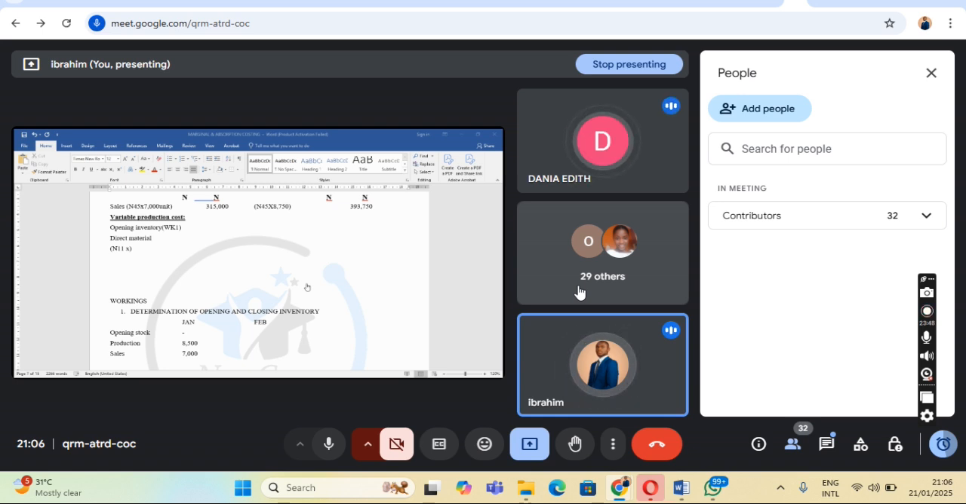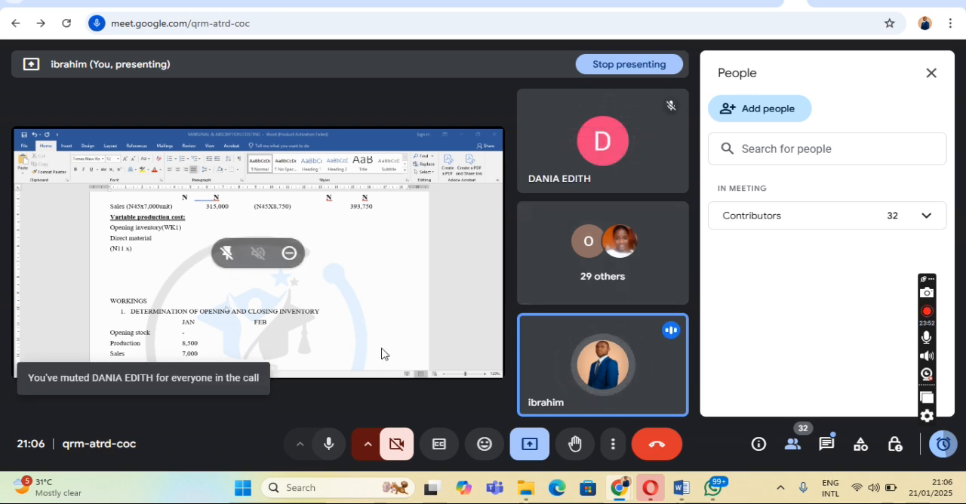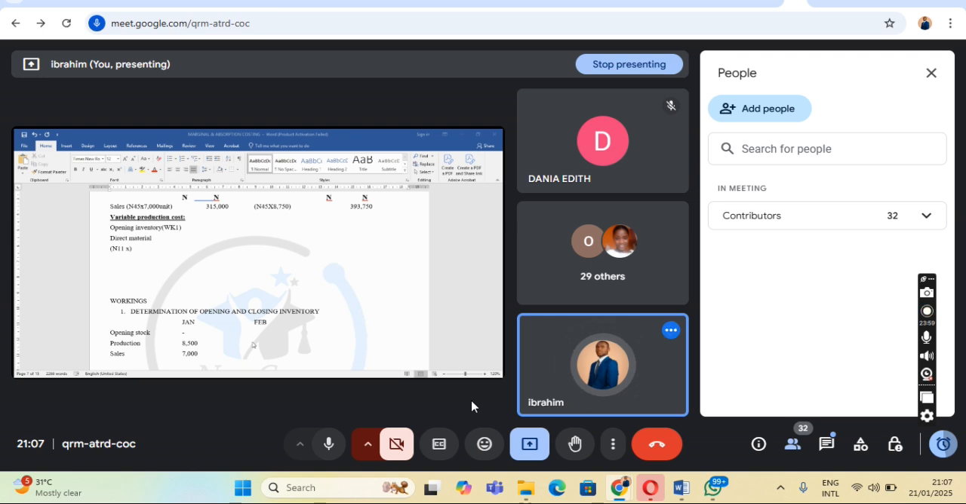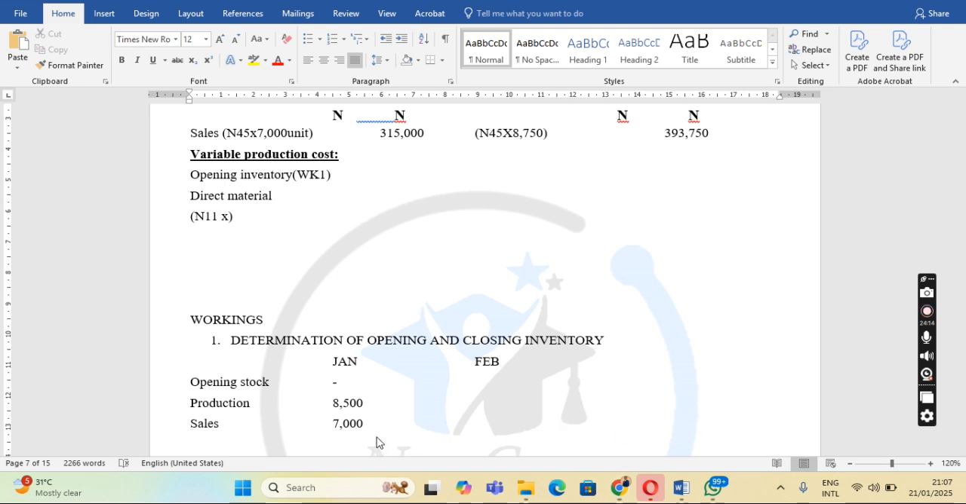Definitely, you have some goods that is unsold. Is that not so? That is unsold. So therefore, 8,500 minus 7,000 will give you your closing inventory. You can see it is logical. You have to think: you produce 8,500, you make sales of 7,000. Definitely, you have some goods that is unsold, right? That will give us the closing inventory.